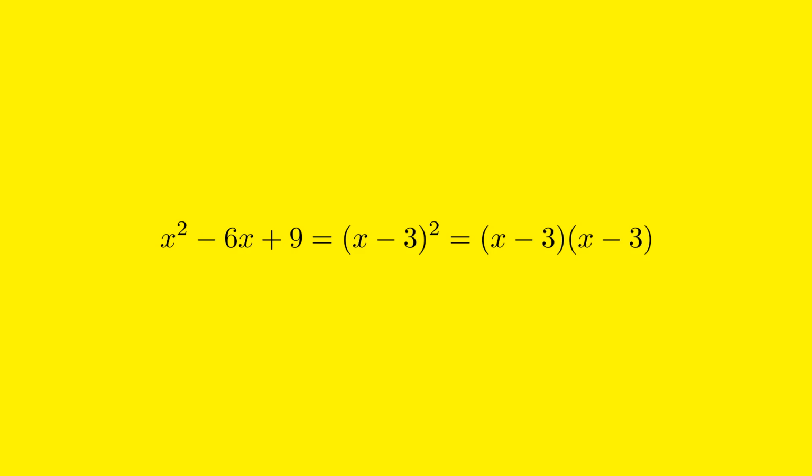Since squaring a binomial means multiplying the binomial by itself, the simplified form of the original quadratic expression is x minus 3 times x minus 3. This step confirms that x squared minus 6x plus 9 is equivalent to x minus 3 times x minus 3. By expressing the quadratic equation in this factored form, we can more easily analyze or solve it as needed. This is the final step in solving the given problem.